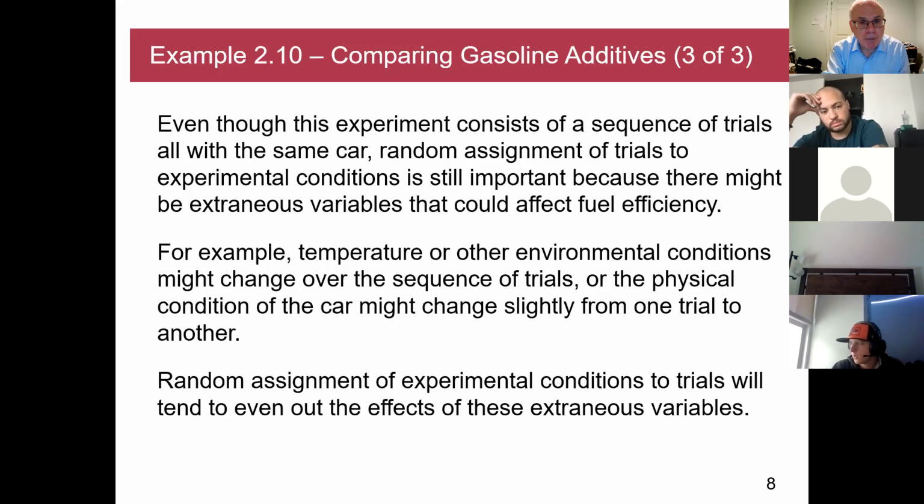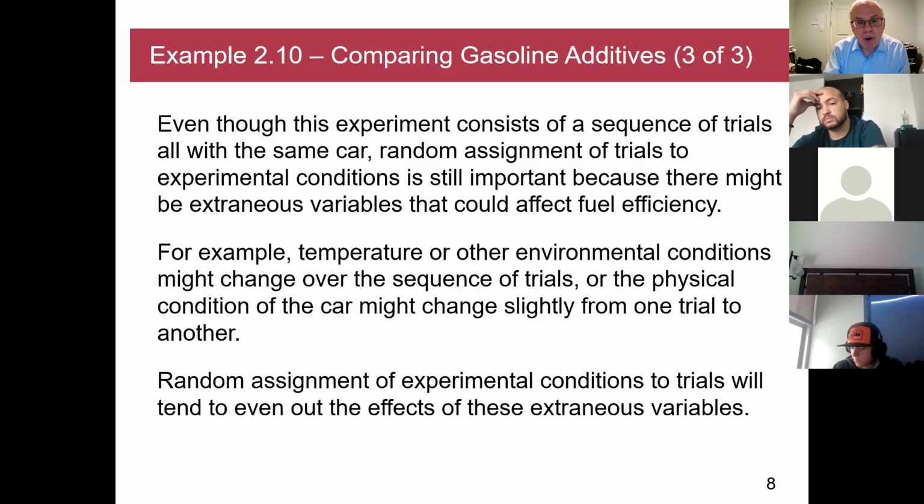So random assignment is important. Why? Because there could be extraneous variables that could affect fuel efficiency. It could be environmental conditions, could be temperature. Things could change in the environment from one trial to the next. So to control for that, we randomly assign the treatments to each trial. Even the condition of the car might change slightly from one trial to another.